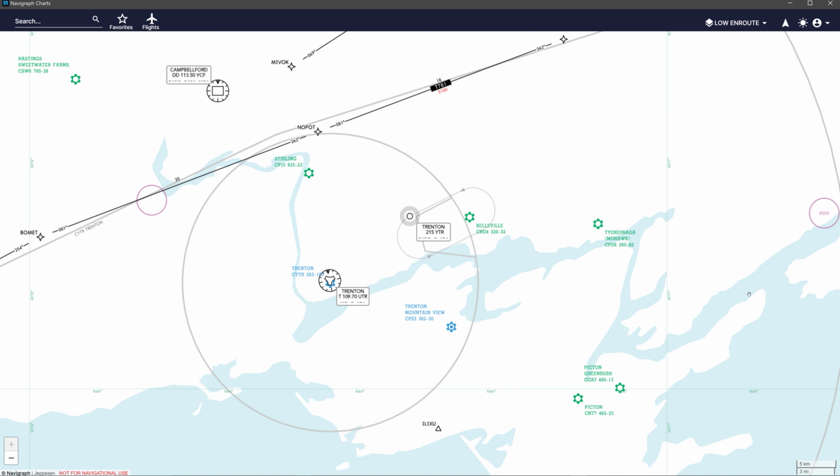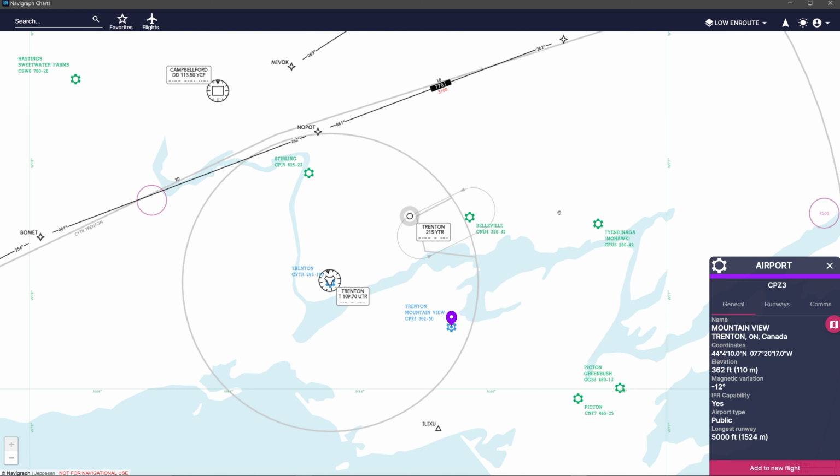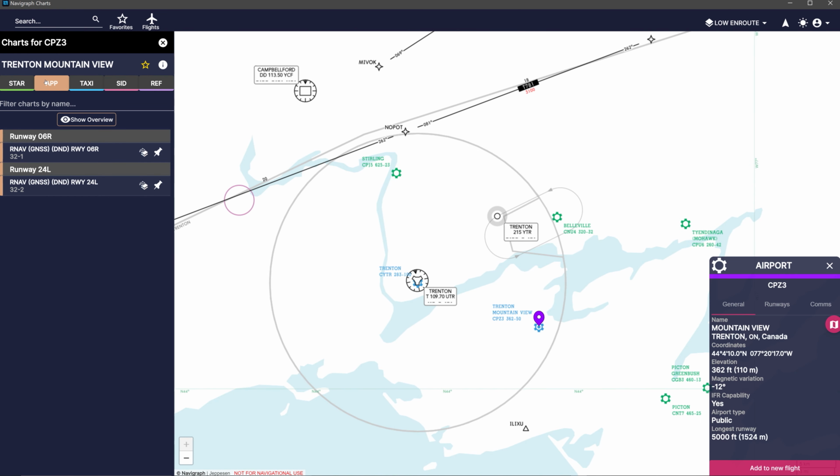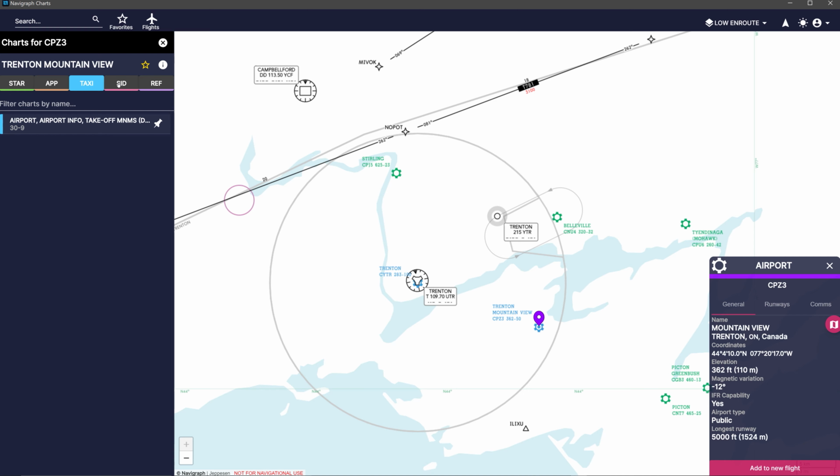Blue airports, however, like shown here, have terminal charts and approaches published by Jeppesen, meaning they have an approved instrument approach procedure and/or radar minima published. IFR airports are in blue and VFR in green. You can see those published charts by clicking the airport in blue and clicking the pink icon here. It'll bring up all the charts on the left.